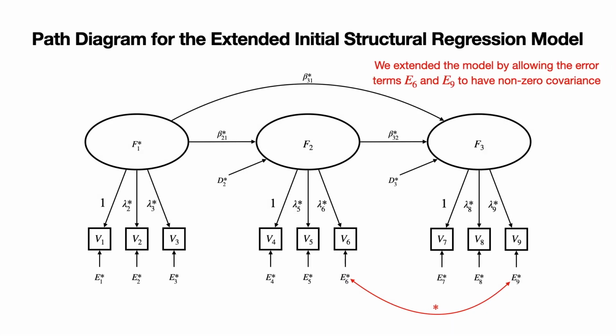Next, let's review the extended initial model. We extended the model by allowing the error terms E6 and E9 to have a non-zero covariance. And so you can see in this updated path diagram, we have a two-sided arrow connecting E6 and E9, and the asterisk indicates that the covariance between those two error terms is a parameter to be estimated. In this path diagram, there are 22 asterisks, and therefore there are 22 parameters to be estimated in this extended model.